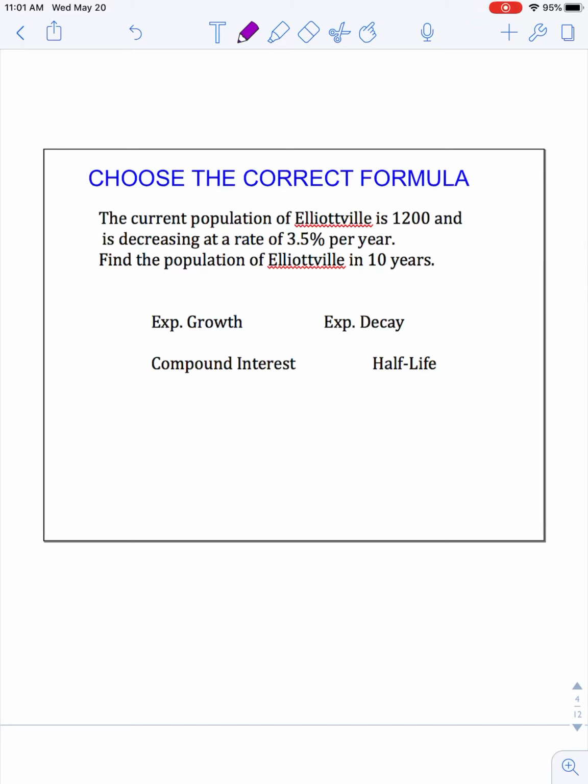Next question. Again, pause the video, read it, see if you can figure out which formula you would use. The current population of Elliotteville is 1,200, and it is decreasing at a rate of 3.5% per year. Find the population of Elliotteville in 10 years. Okay, so here's your keyword, decreasing. If it's decreasing or decaying, it's one of these. It does not say anything about half-life. So this is just exponential decay.